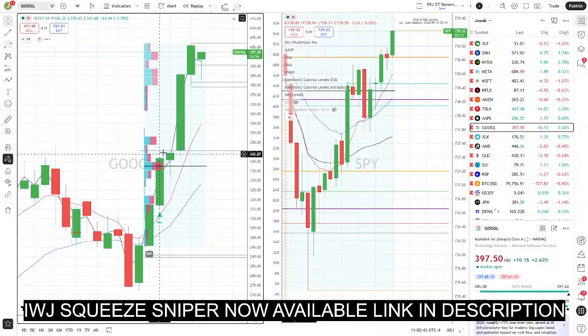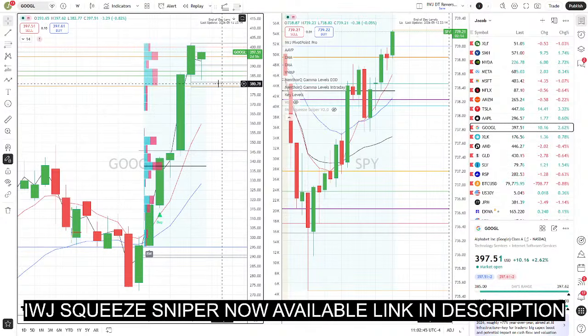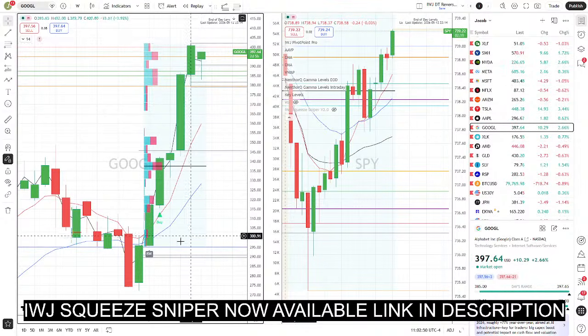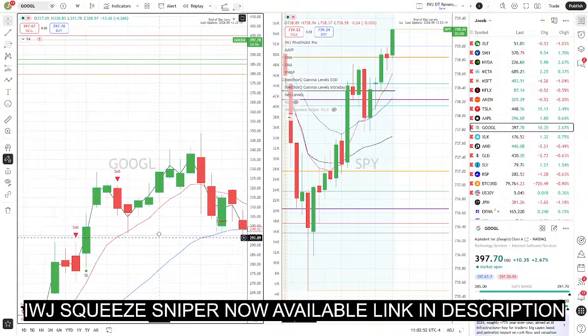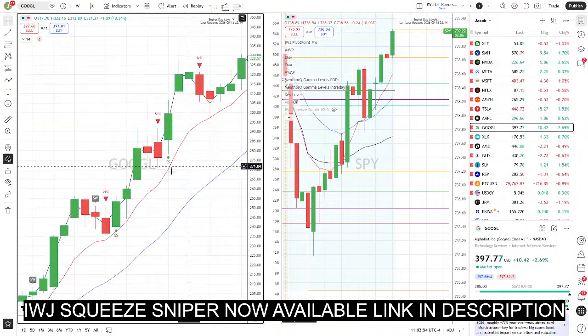Google. How about this buy right here at 341? They took it up to over 400, so that's 60 points. That's a 120% move. And then Google also had that sell didn't work out. That sell didn't work out. That sell didn't work out.